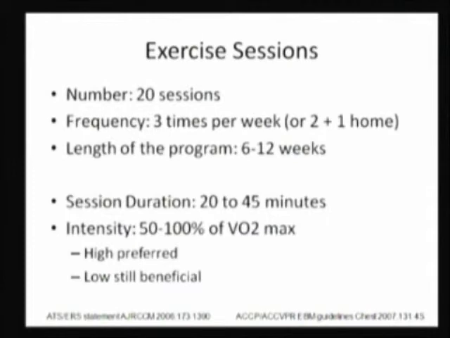The recommended length of the program is 6 to 12 weeks, although longer programs have been shown to confer more prolonged and added benefit. The session duration is anywhere between 20 to 45 minutes, and for the intensity of exercise, I told you we measured the VO2 max, or we tried to estimate it based on the 6-minute walk test initially, and then we would dial in and give an exercise prescription of 50 to 100% of the VO2 max. Usually high intensity is preferred, but patients who cannot tolerate that would still benefit with low exercise intensity.